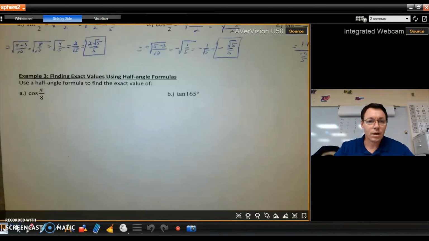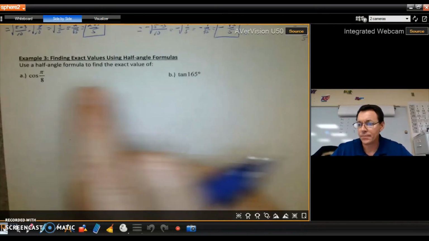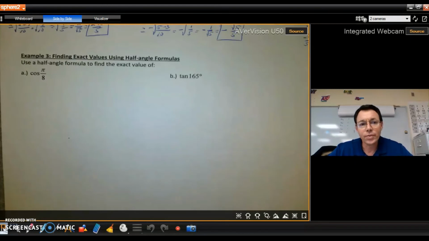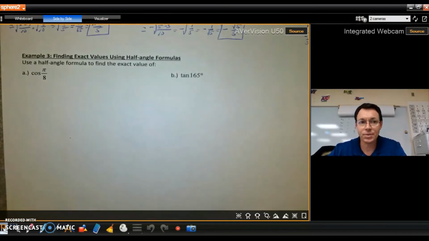All right, now on the bottom here, it says find the exact values using the half angle formulas. So they would like to know what is the cosine of pi over 8 and what is the tangent of 165. Now, by saying use the half angle formulas, what they're saying is this angle is half of something that we are more familiar with, something that's like on our chart.